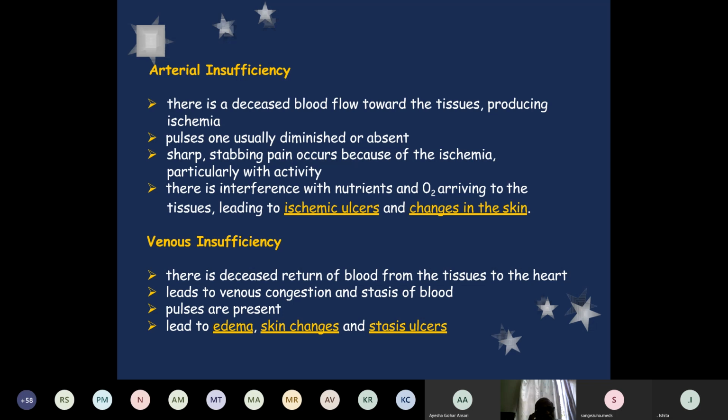While venous insufficiency is concerned, there is decreased return of blood from the tissue to the heart, leading to venous congestion and stasis in the peripheral venous system. Pulses are absent and it leads to edema, skin changes, and ulcers because of the degradation of hemoglobin.